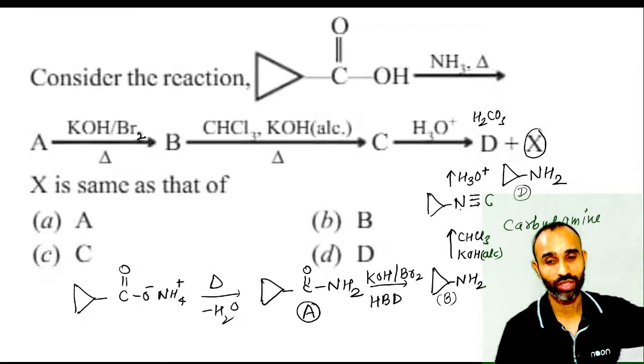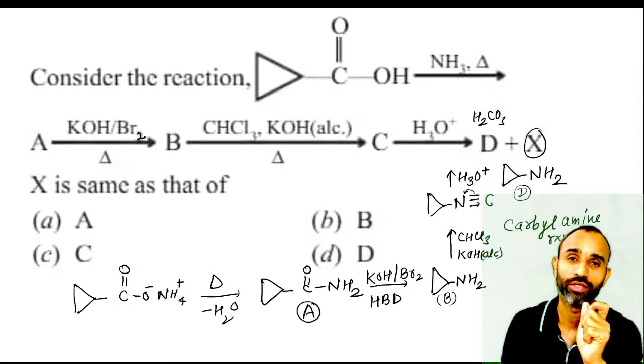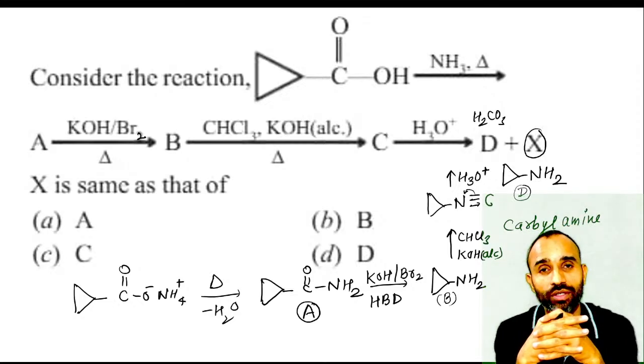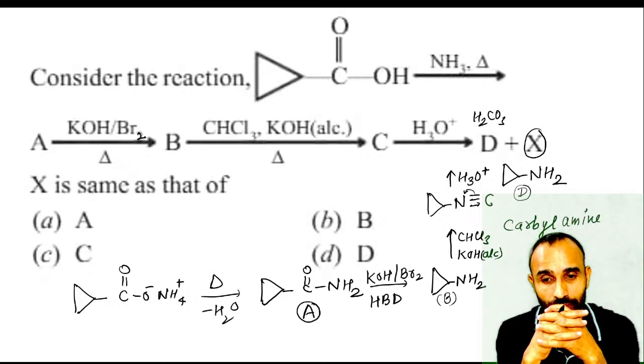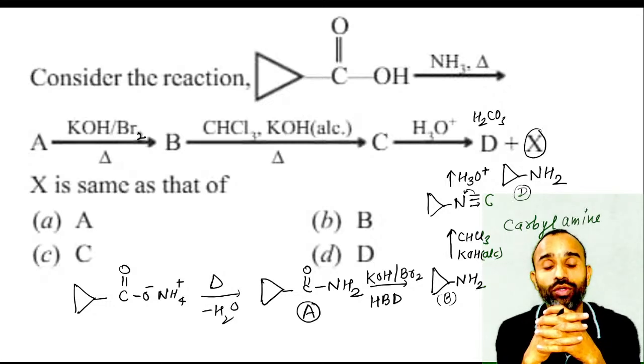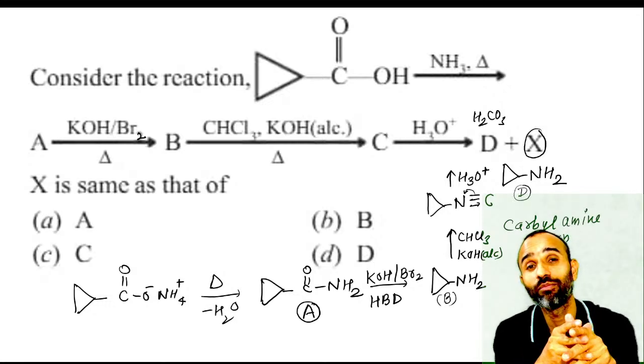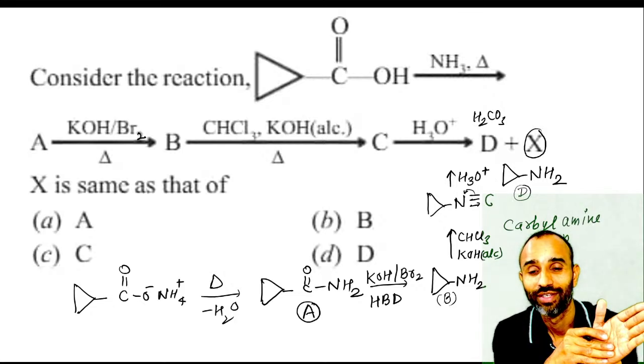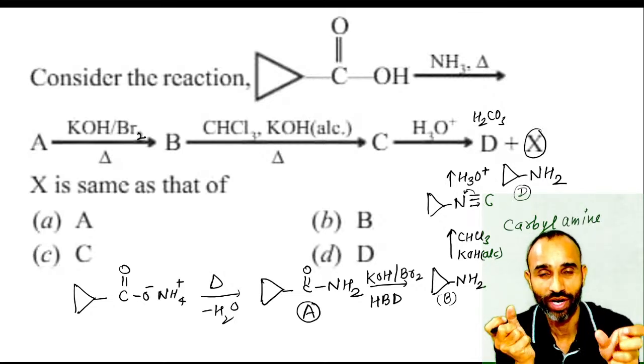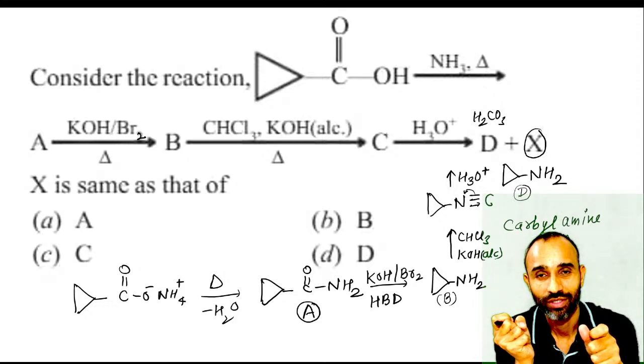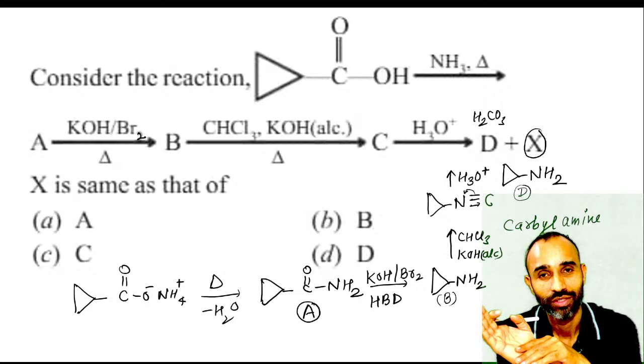Because nitrogen is more electronegative, so pi electron shifting takes place towards nitrogen. So nitrogen gets positive and carbon negative. Yes, nitrogen will get a positive charge, and carbon gets a negative charge.